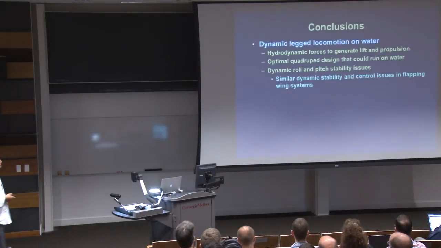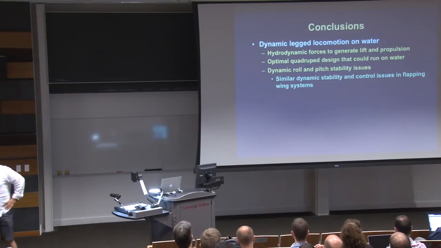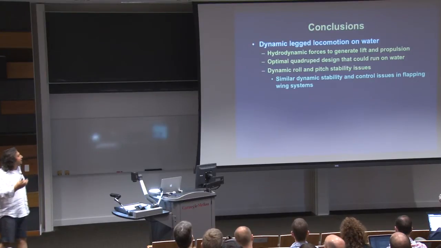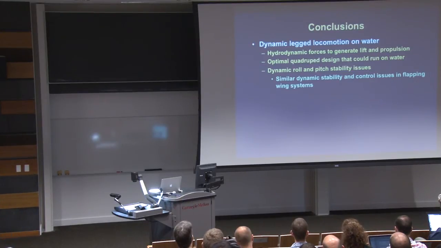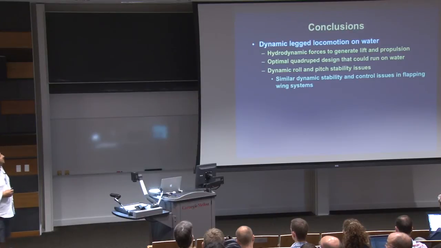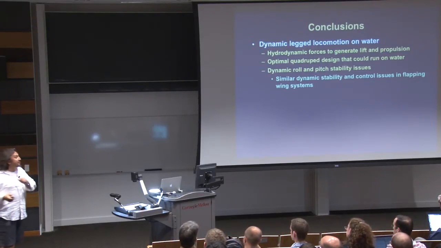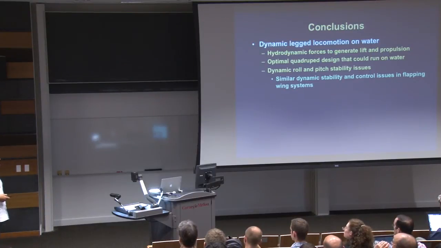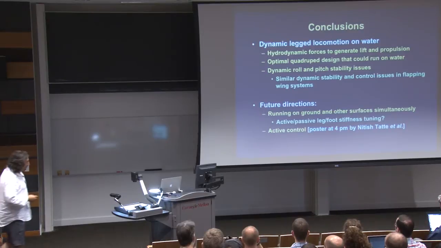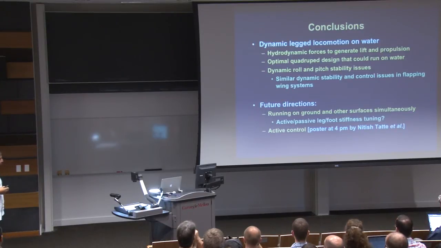So to conclude, in the leg locomotion systems on water, I tried to show you that you can use hydrodynamic forces to generate lift and propulsion. In a quadruped design, we try to optimize the leg trajectory, speed, and other gait parameters for optimal lift, especially. I showed you that roll and pitch stability are major issues that you need to be careful about in the design. Of course, design is not enough, as we saw in the previous talks, because that's only passive stability. Right now, we are doing active stability control as a new study, and if you're interested, you can see the poster about this new study by my new student, Nitish, working on this project.